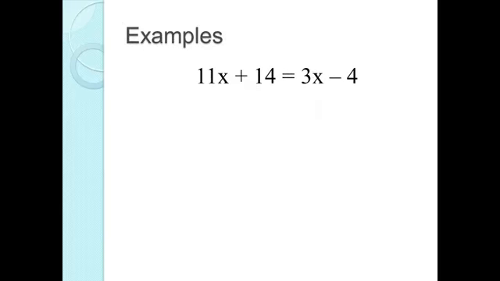In this example, we will start out by moving numbers to the right hand side. To move 14 to the right hand side, we can add negative 14 to both sides of the equation. 14 and negative 14 cancel. And on the right hand side, negative 4 plus negative 14 gives us negative 18. Our new equation would be 11x equals 3x minus 18.